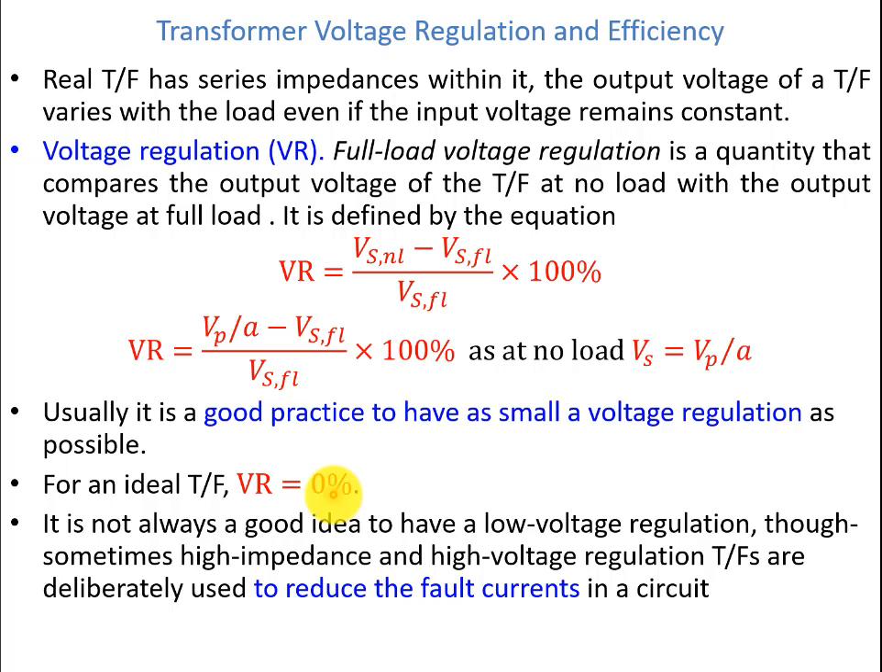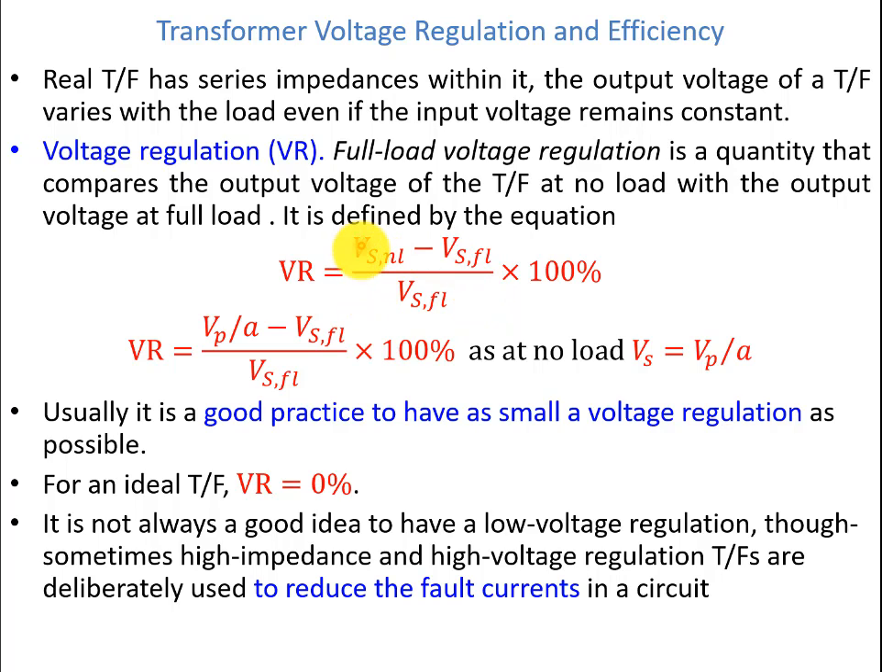Today we are going to look into a very important topic of the transformer, which is known as voltage regulation and its efficiency. Real transformers normally have impedances in series within them, and the output voltage of the transformer varies with the load even if the input voltage remains constant. Voltage regulation is defined as the quantity that compares the output voltage of the transformer at no load with the output voltage at full load. This is VR, the voltage regulation. Normally it is measured in percentages because it is a unitless quantity.